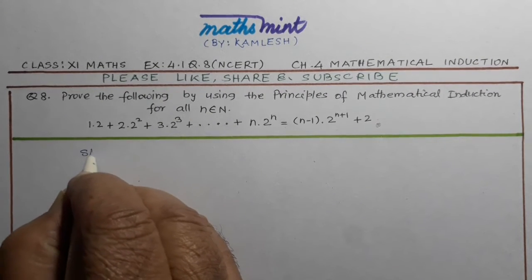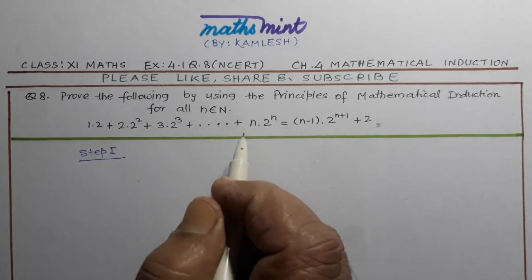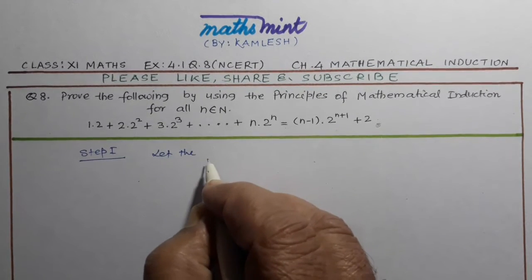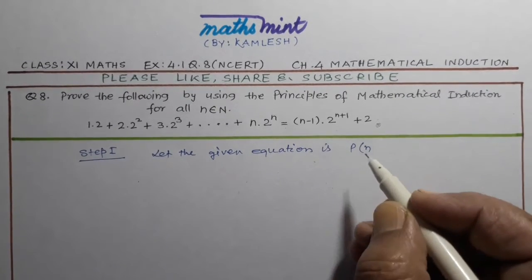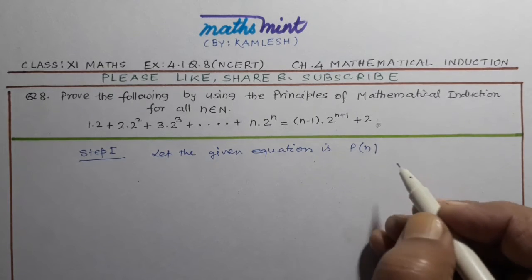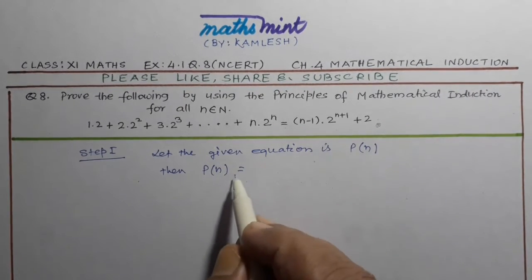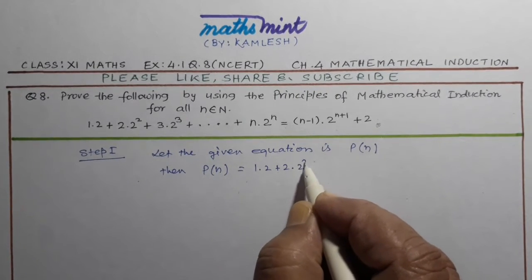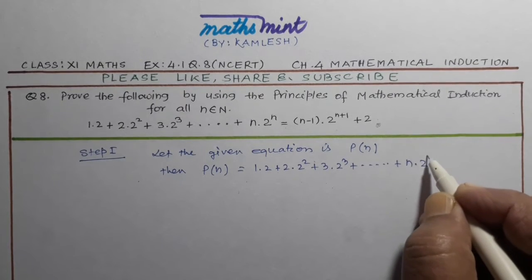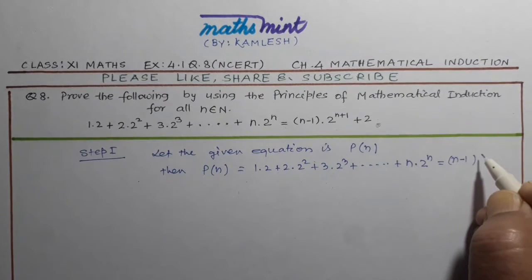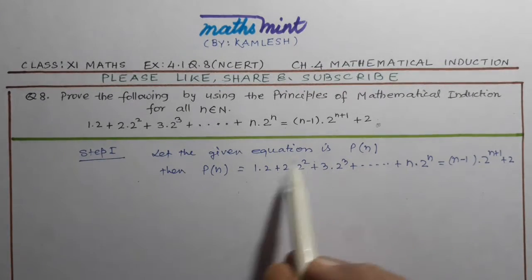So, the first step is step 1. In step 1 we are letting the given equation be P(n), meaning principle of mathematical induction for n. Then P(n) is written as 1·2 + 2·2² + 3·2³ + ... + n·2ⁿ = (n−1)·2^(n+1) + 2, right? So in the first step we are writing the equation in the form of P(n).